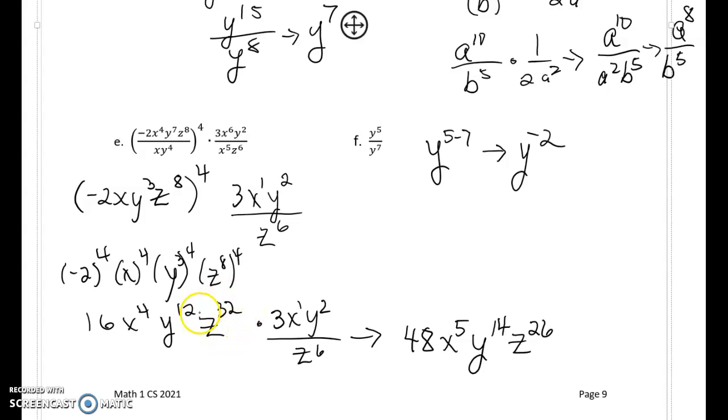I notice here that with z to the 32nd power in the numerator and x to the 6th in the denominator, I'm going to use the quotient rule. That's how I got z to the 26th. We subtract 32 minus 6 to get 26. With this last example, again using the quotient rule, I'm going to keep the base and subtract the top minus the bottom exponent. So 5 minus 7 is -2, and we get y to the -2 power.